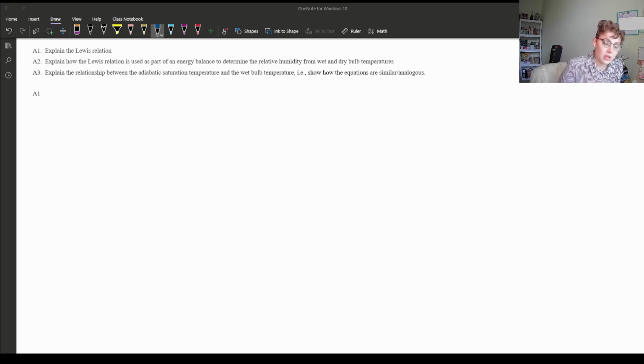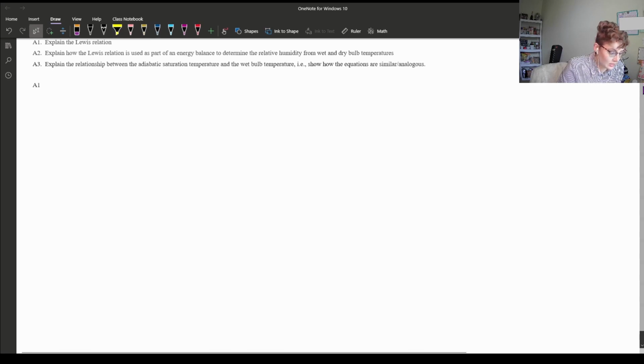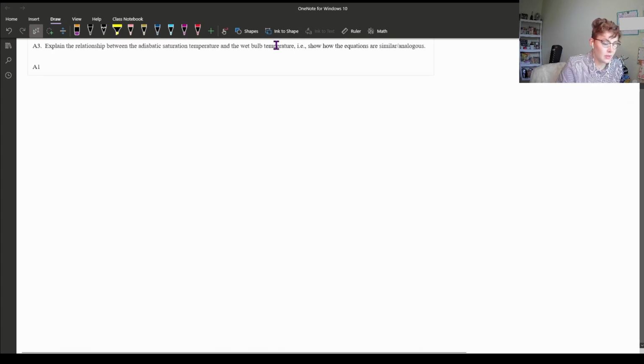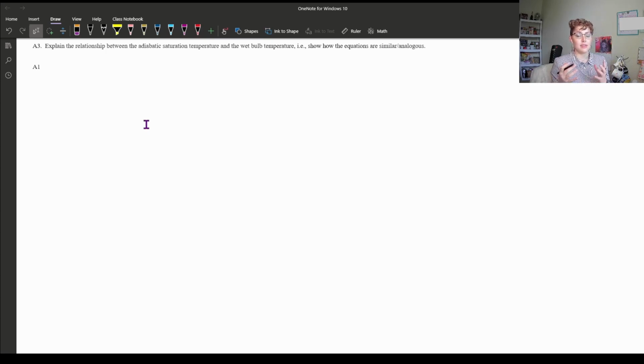So let's get started with the first portion, which is explaining the Lewis relation. And the first thing that we want to look at is, what is the Lewis relation supposed to do? The Lewis relation defines a relationship between the mass transfer coefficient and the heat transfer coefficient. And it involves the Lewis number, which is defined as the thermal conductivity over the thermal diffusivity over the mass diffusivity constant.